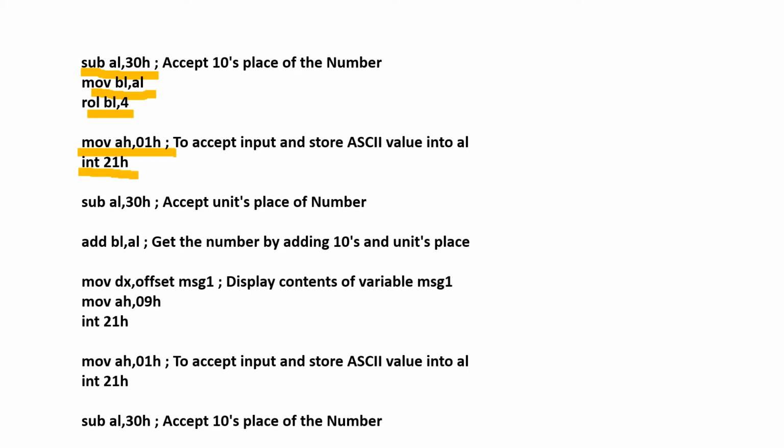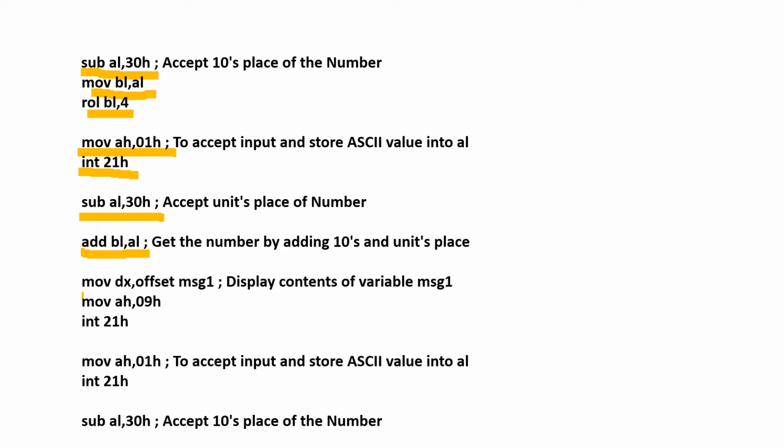This code is used to accept input and store the ASCII value into AL. Then we use sub al, 30h. This code accepts the units place of the number. Then we add bl, al. We get the number by adding tens and units place using this code. Then we want to display the second message.